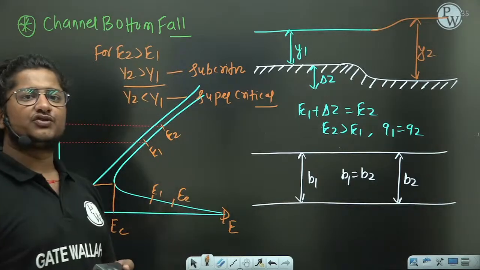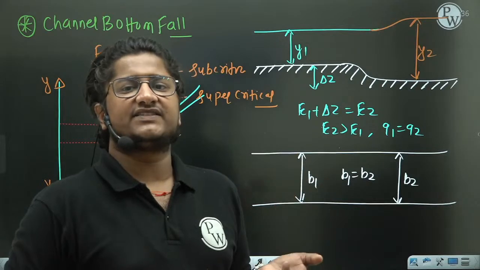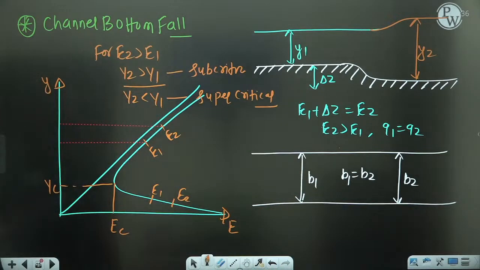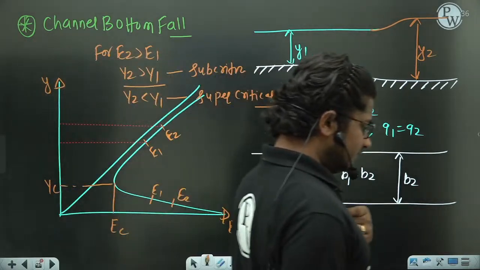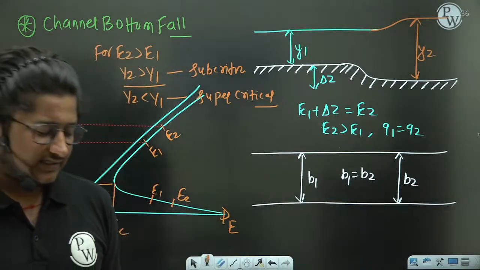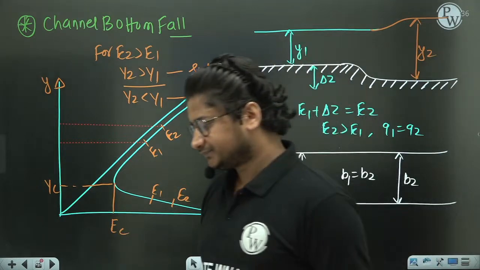Is it clear? If you understand the concept now, all 8 cases will be easy for you. No need to mug up. If you are not getting the concept, then every case will be difficult for you. Okay, note it down, then we'll go to the problem. We'll solve 2 problems based on this, and then our channel transition topic will be over. From Monday, I will be starting GVF, gradually varied flow. After that, hydraulic jump, then surges.